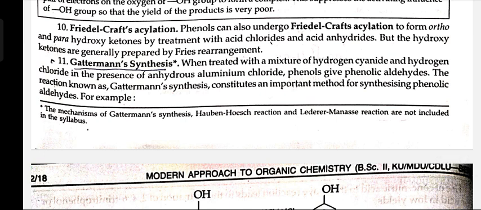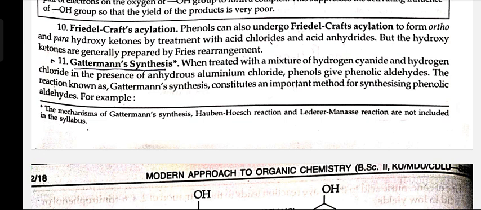The next reaction is Friedel-Crafts alkylation. Phenols can also undergo Friedel-Crafts acylation to form the ortho and para hydroxy ketones by treatment with acid chlorides and acid anhydrides. But the hydroxy ketones are generally prepared by the Fries rearrangement.